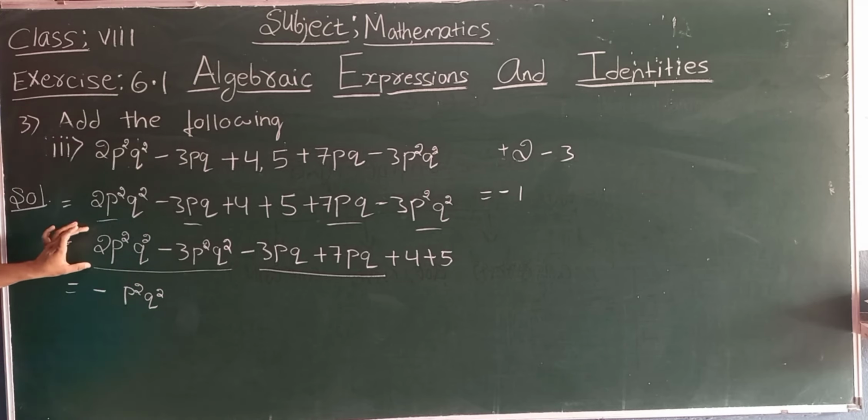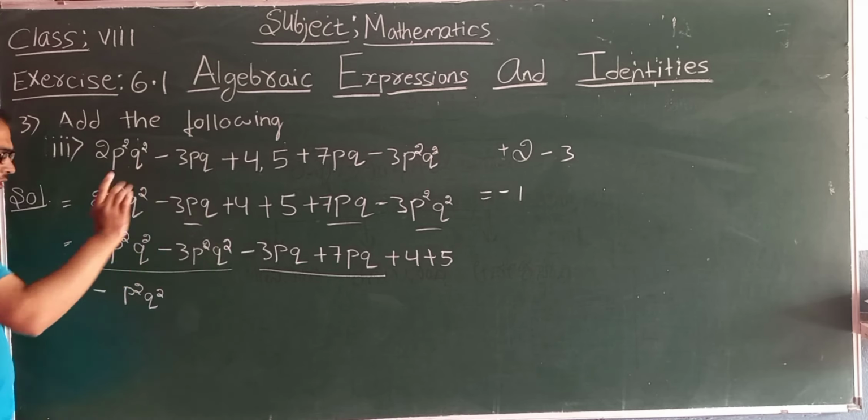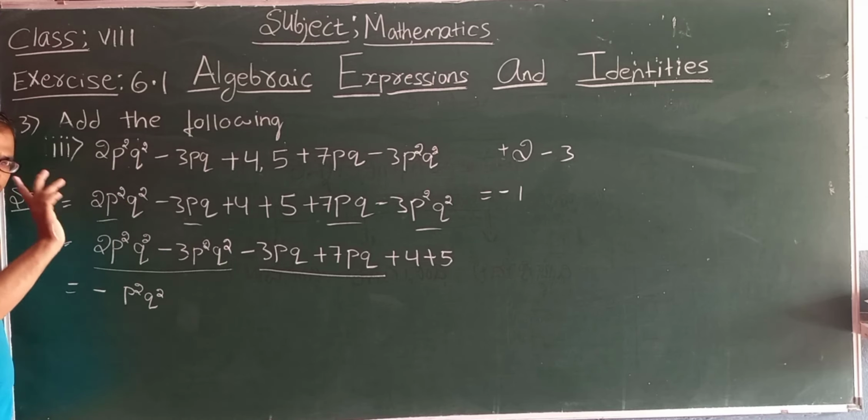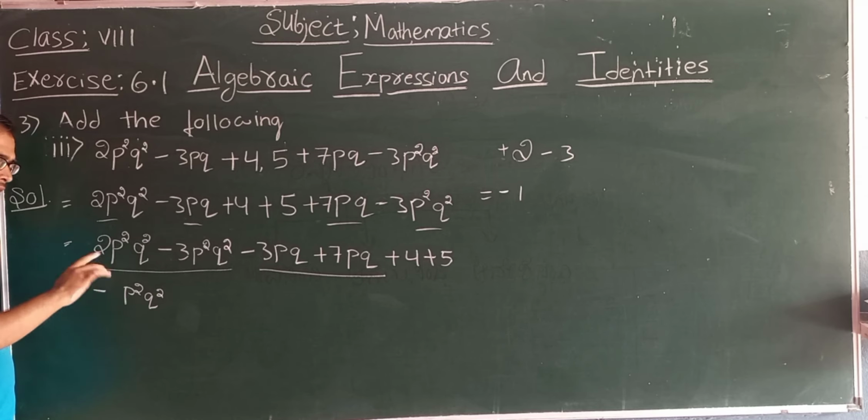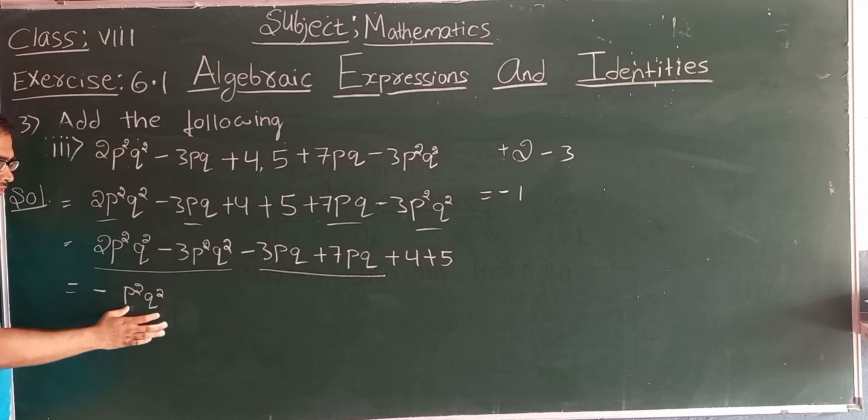Okay students, so what is 2 P square Q square minus 3 P square Q square? Forget about the variables. 2 minus 3 is what? Minus 1. 2 minus 3 is what? Minus 1. The 1 you can write or you can neglect. So write the variable part.